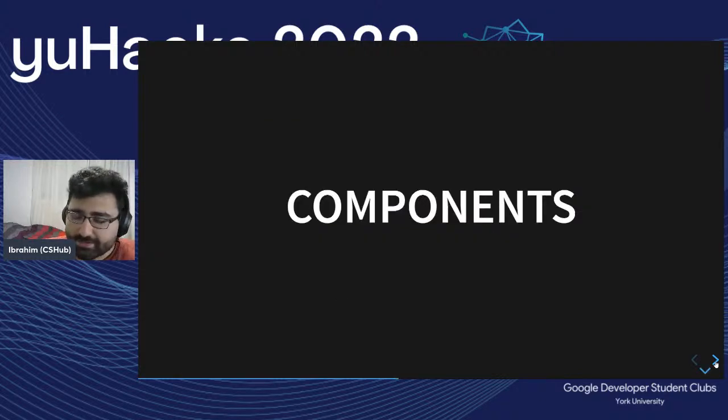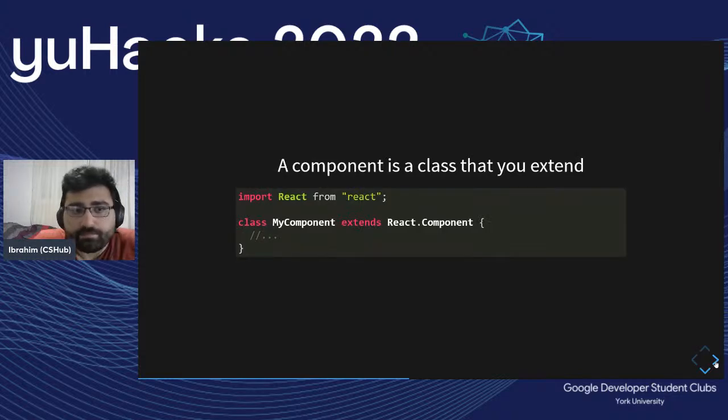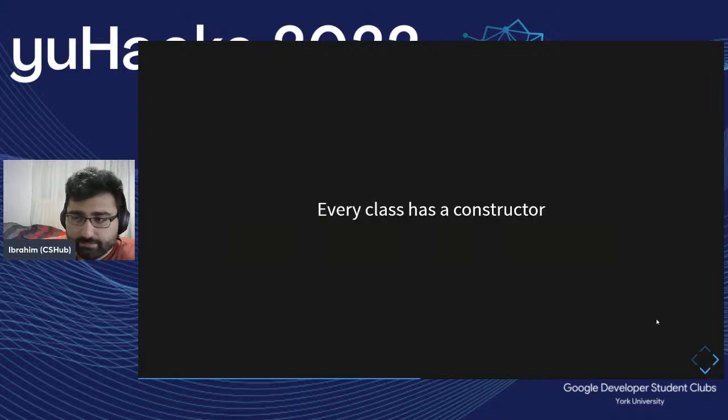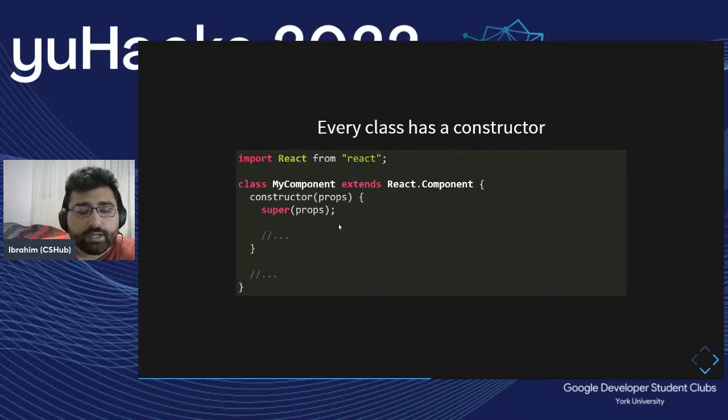Let's now look at a component, and this is kind of the main heart, the main soul of React. So a component is a class, and the way you do it is that you define a class. In this case, class my component, and you would extend it with the component class. That's basically it. And obviously, every class has a constructor. So let's make a constructor here. Constructor props. Remember, props keeps coming up. And then we call super props.